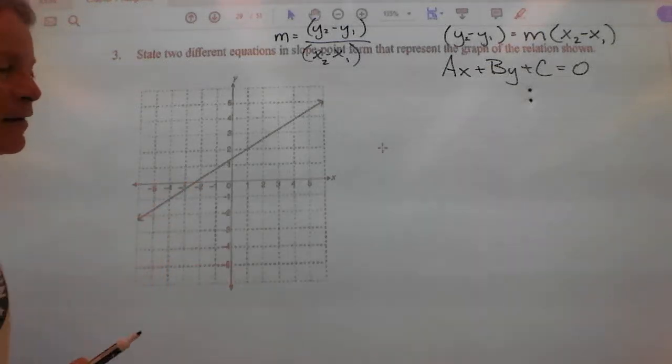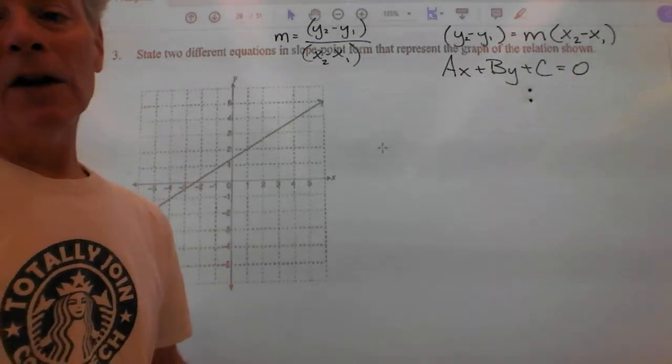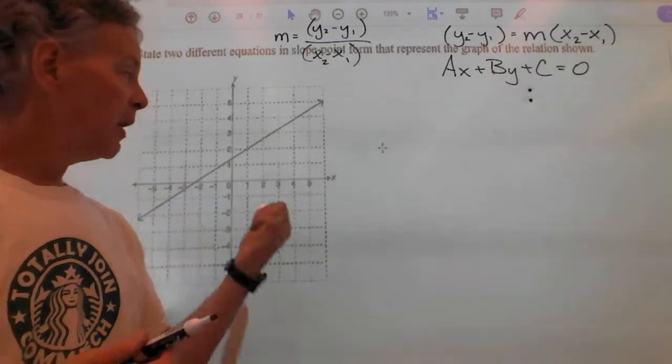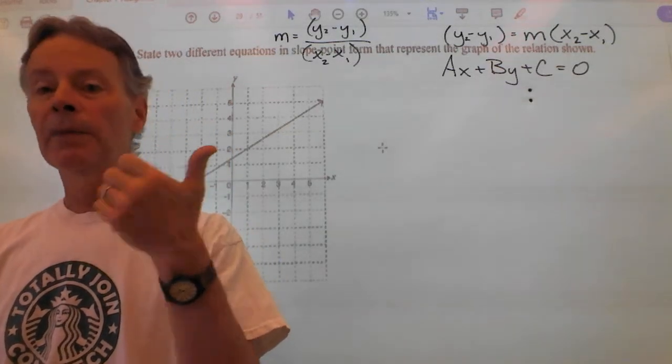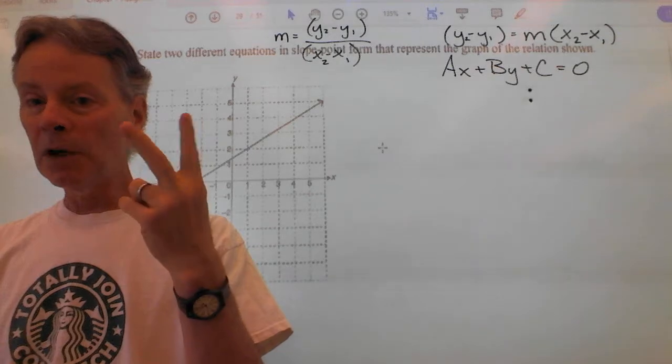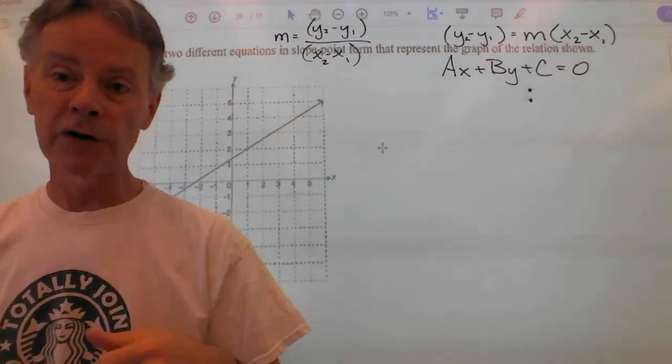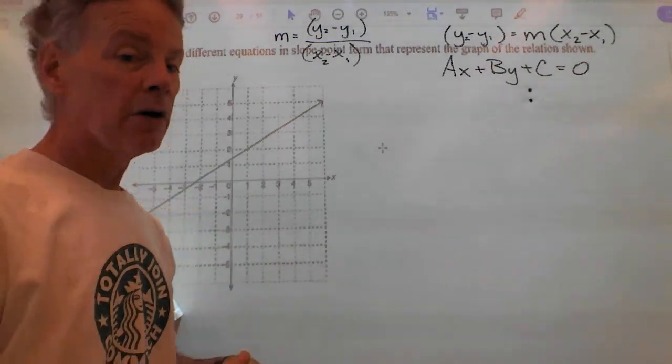Now this one is nasty because they haven't given us anything. All they've given us is this line. So we're going to have to figure out the slope, and we're going to have to find a couple of points for our two different equations. Okay, so this one will take a little bit longer.